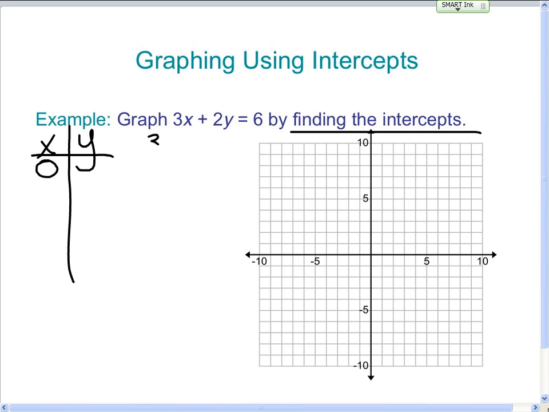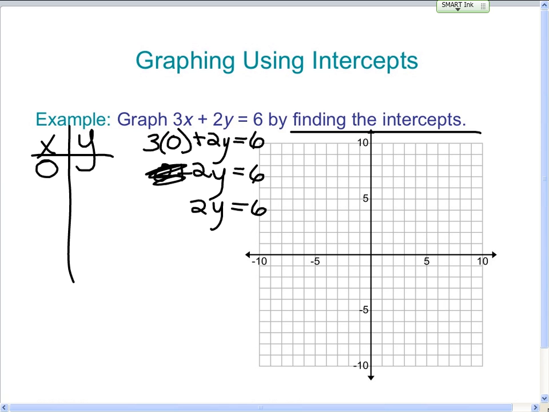In order to graph a line, you need 2 points. So we're going to find 2 points. The first point we're going to find is where x is going to be 0. So 3 times 0 is 0, we don't need the 0. We get 2y is equal to 6, or y is equal to 3. So you're going to put a point at 0, 3, right here. And this is the y-intercept because it's on the y-axis.